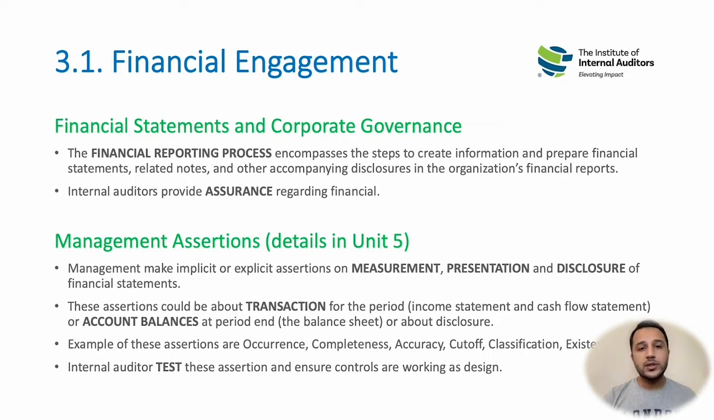What are these assertions? These are basically certain attributes related to a transaction that ensure that this transaction has occurred, which they have recorded. They have completely recorded it, so there is nothing missing in terms of the transaction, maybe in terms of the entire amount. The numbers are accurate.